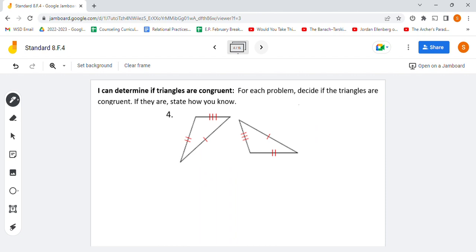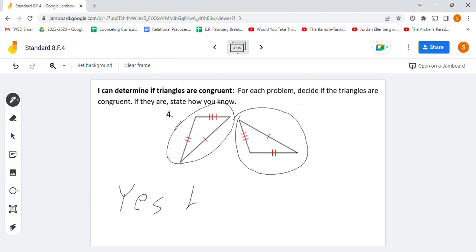On example number 4, we're just given all three sides on this triangle, given all three sides on this triangle. There's really no work to do at all on this one except to remember that we have the side, side, side congruence theorem, so this one again is yes by side, side, side.